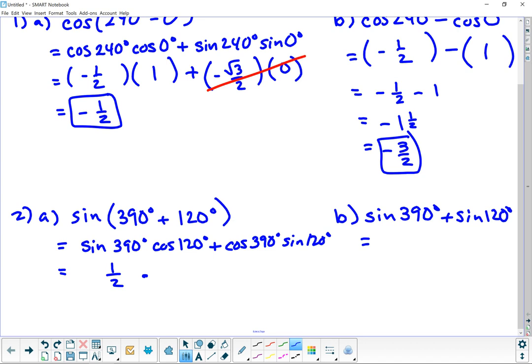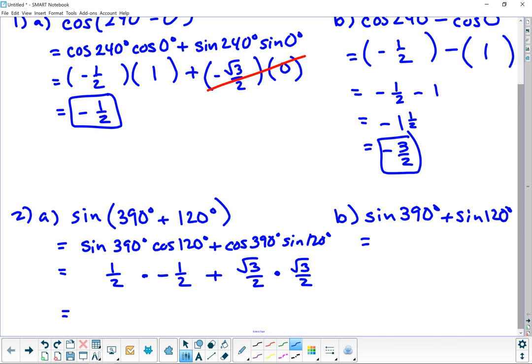Cosine of 120, right? Cosine is the x value, so it's going to be negative 1/2. Plus cosine of 390, and again, that's like 30 degrees. It's going to be radical 3 over 2 times sine of 120. Sine is the y value. Sine of 120 is going to be radical 3 over 2.